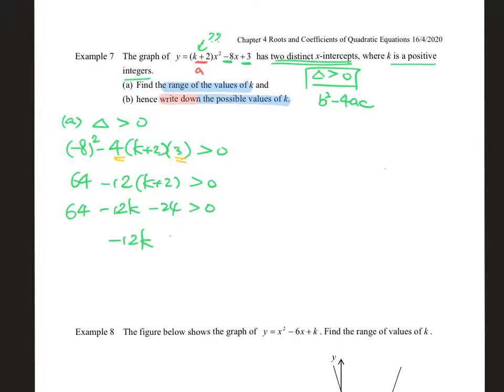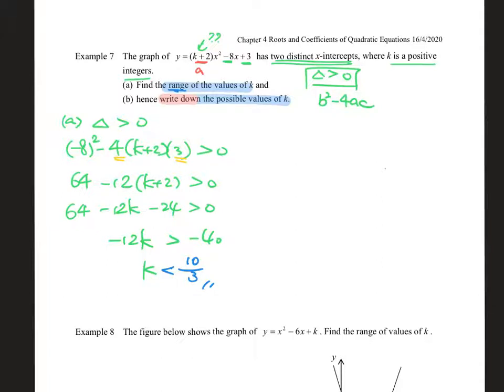Next, you have minus 40. Then be careful that when you divide by minus 12 on both sides, the sign will be changed. So that's why you have 10 over 3 finally. And then this is the range. That means that k is less than 10 over 3, but it doesn't carry a particular value.